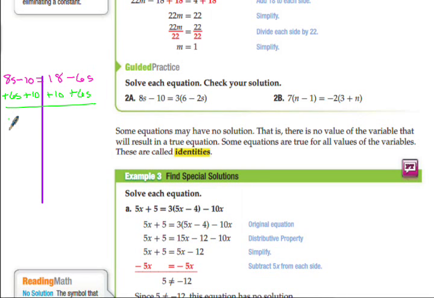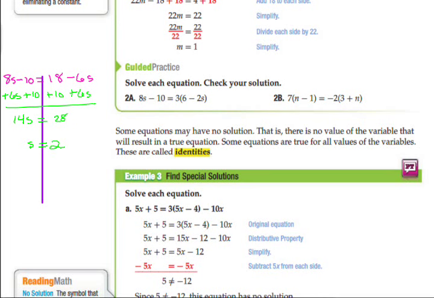So 8s plus 6s is 14s. Negative 10 plus 10 is 0, so we don't write it. 14s equals 18 plus 10 is 28. Negative 6s plus 6s is 0. So then divide both sides by 14, and we get s equals 2.